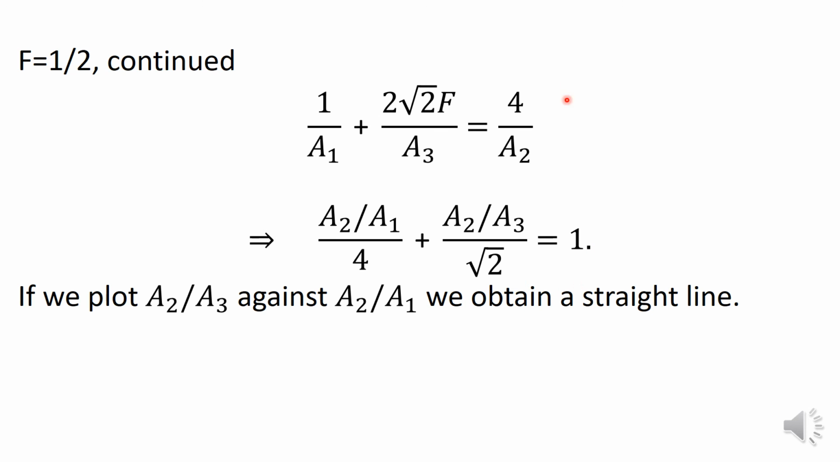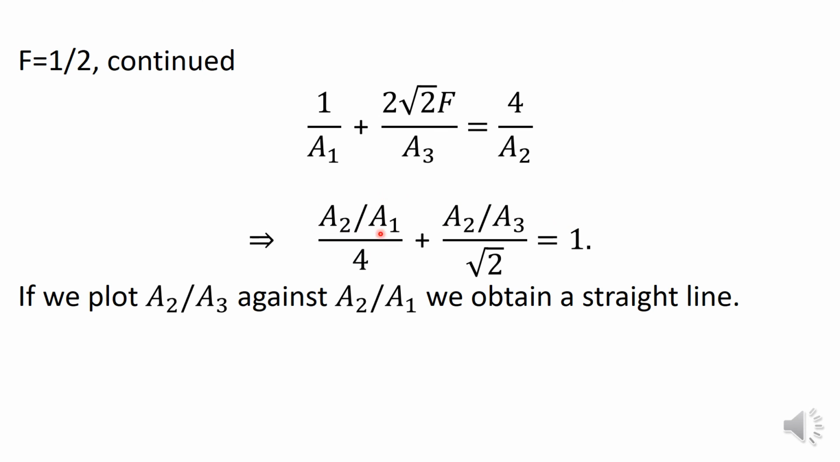Alright, so this is the equation we obtained previously. We multiply by A4 over 4. Right hand side becomes 1, and then we will get A2 over A1 over 4 here, plus A2 over A3 over root 2. So here we have two positive terms summing to 1.